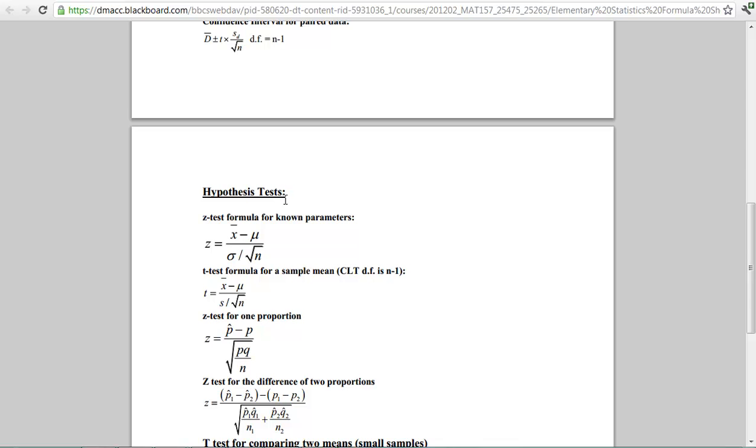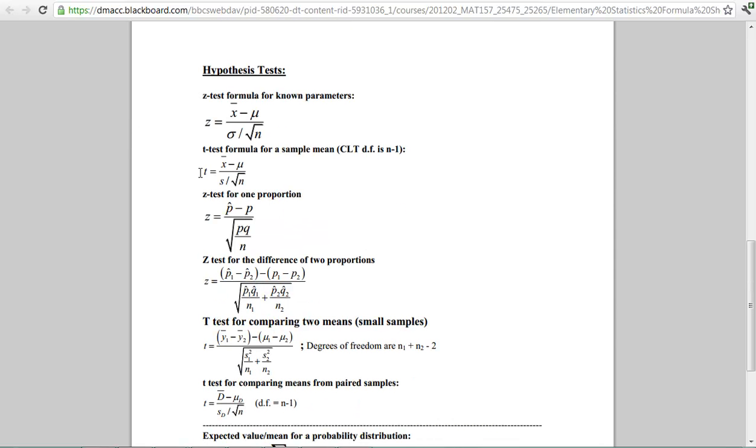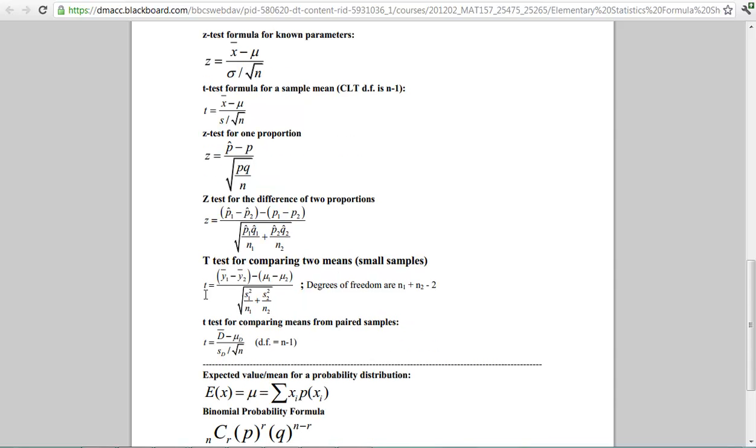And the next question is, is it means or proportions? In general, whenever we see means, we're going to use T. And when we're using proportions, we're going to use Z. And then the next question is, is it 1 sample or 2 samples? So if it's 1 sample mean, we're right there. 2 sample means right there. 1 sample proportion. 2 sample proportions. And the last thing we covered was paired data.